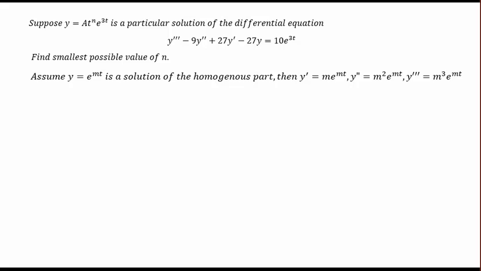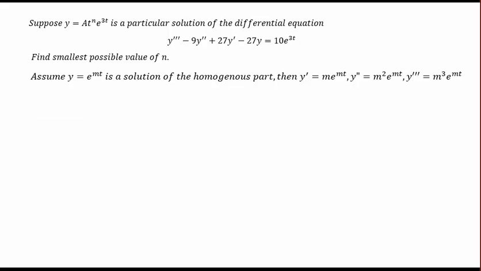Assume y equals e to the mt is the solution of the homogeneous part, meaning the left side we have equal to 0. We just ignore the constant coefficient right now for the complementary solution. Now we need to find all the derivatives: first, second and third. In this case, the first derivative is m e to the mt, the second derivative is m squared e to the mt, and the third derivative is m cubed e to the mt.